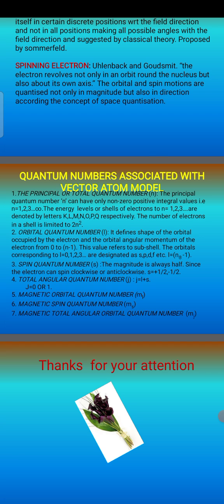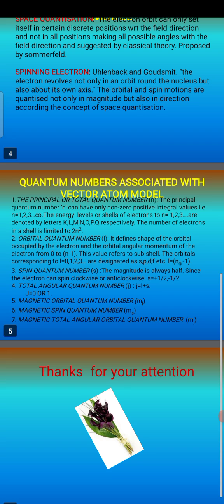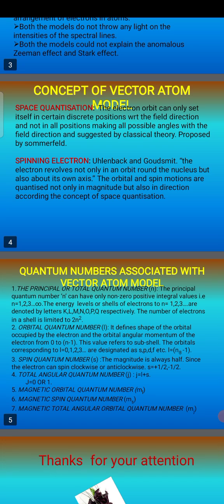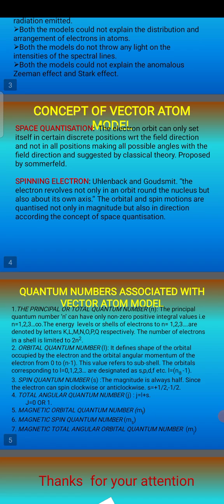The third quantum number is the spin quantum number. This quantum number was introduced to account for the spin of the electrons about their own axis. The magnitude is always half, since the electron can spin clockwise or anticlockwise. There are two values given to s, plus half and minus half, depending upon whether the electron spins in one direction or the other. Two electrons with the same sign of spin quantum number are said to have parallel spins, while those with opposite signs of spin quantum number are said to have opposite spins or paired-up spins.